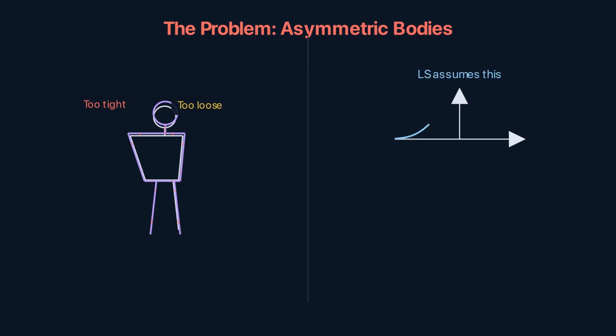Now a client with an asymmetric build, 1 broad shoulder, 1 narrow. The left shoulder is 2 inches wider than the right. Least squares minimizes the total gap, so it compromises. The left shoulder gets a suit that's 1 inch too tight, and the right gets one that's 1 inch too loose. Neither side fits well. The symmetric optimization can't handle the asymmetric body.